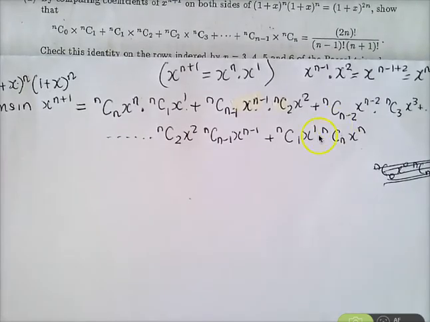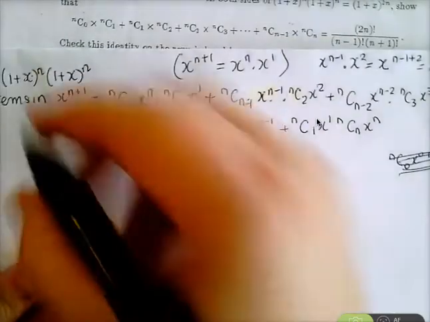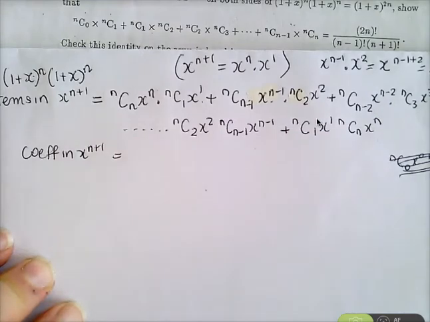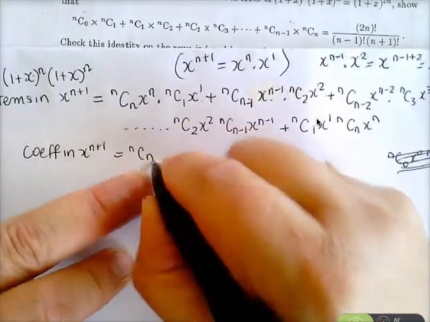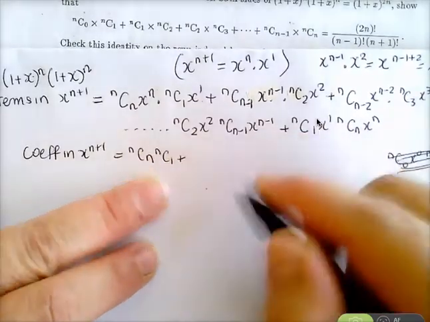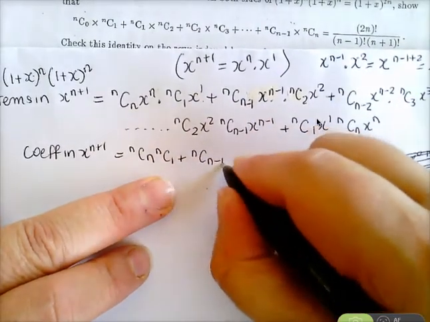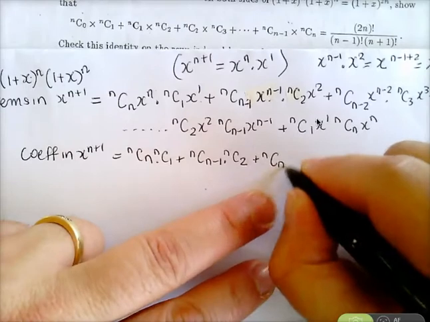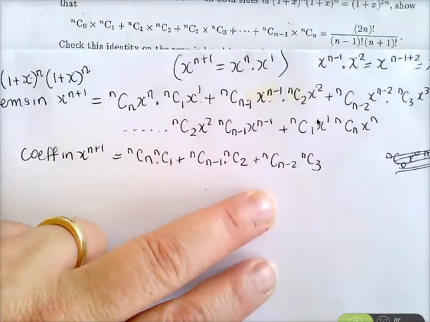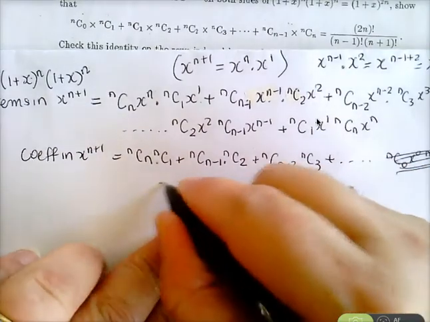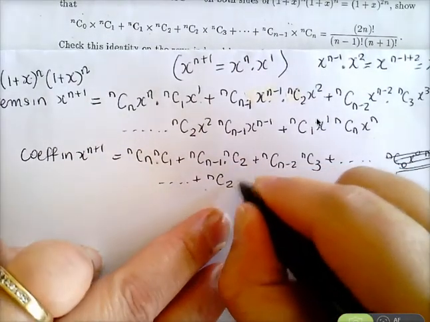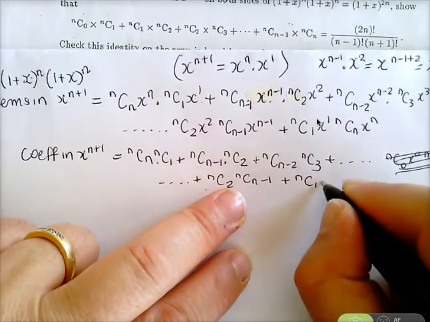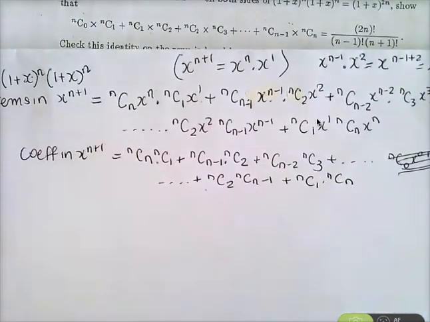Okay, now let's look at what we're supposed to do. There are terms in x to the n plus 1. I'm just going to write the coefficient in x to the n plus 1, so let's just get rid of the x's. What are the coefficients? n choose n times n choose 1, plus n choose n minus 1 times n choose 2, plus n choose n minus 2 times n choose 3, plus dot dot dot, plus n choose 2 times n choose n minus 1, plus n choose 1 times n choose n. Now we're going to compare it with the question.